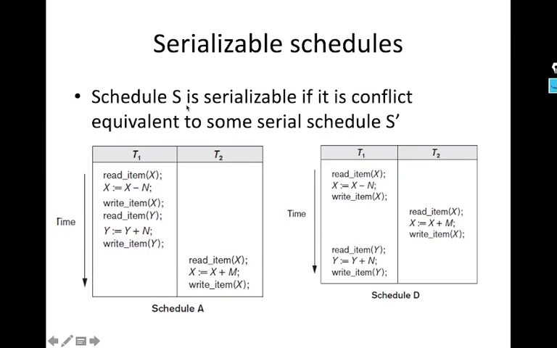So a schedule S is serializable if it is conflict equivalent to some serial schedule S dash. Schedule D is conflict equivalent to schedule A because whatever conflicting operations are there, they come in the same order in schedule A also. So there is no problem with this. We will get the same result, so it is equivalent to this serial schedule. Now we will see how to test whether it is conflict equivalent in the next session. So this is a reference. Thank you.